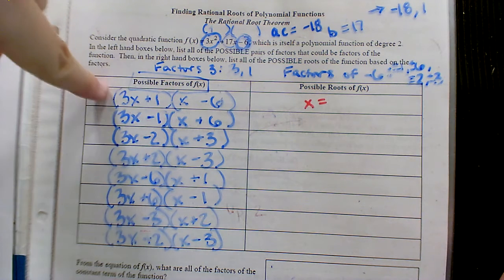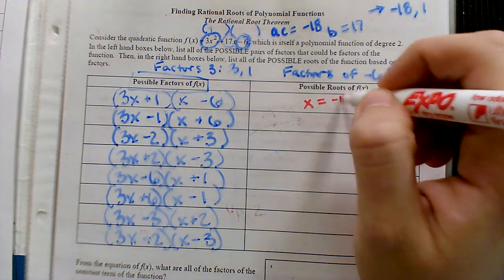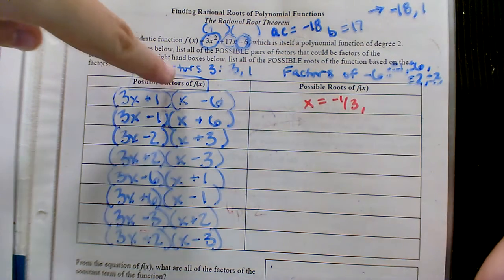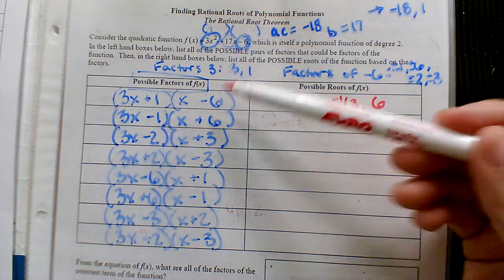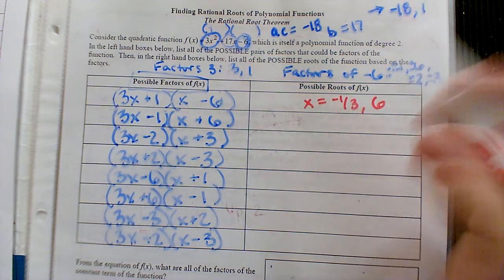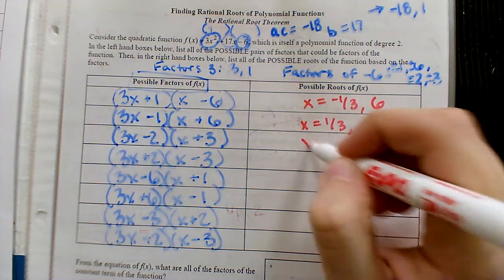What would the x-intercept be from 3x plus 1? Negative 1/3. And then from the other related factor, we get positive 6. Okay, so if these are all the possible factors, let's list all the possible roots. I think you guys can do that pretty quickly.